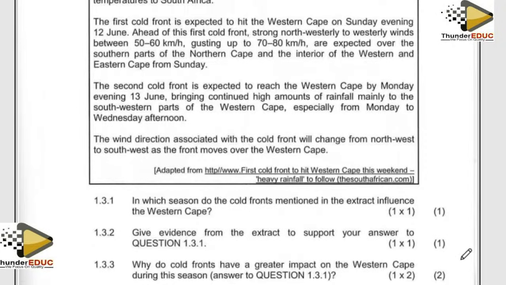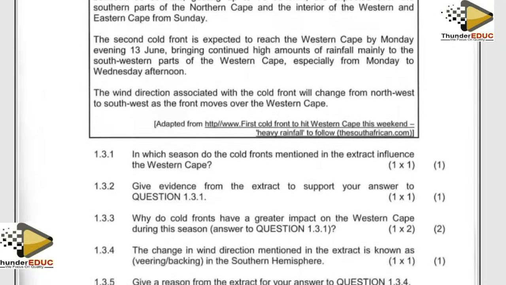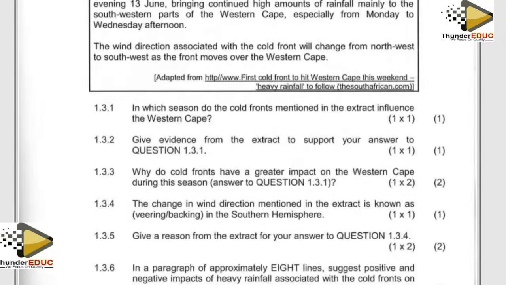When you continue reading. So the first question is, which season do the cold front mentioned above influence Western Cape? When you look at the text, there are months that are given there, which indicates June. June is which month in Southern Africa? It's winter. Therefore, the season here is winter. Give evidence. The evidence is that the month given in the text is June.